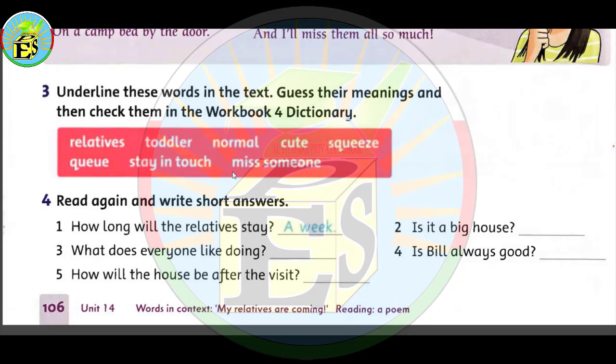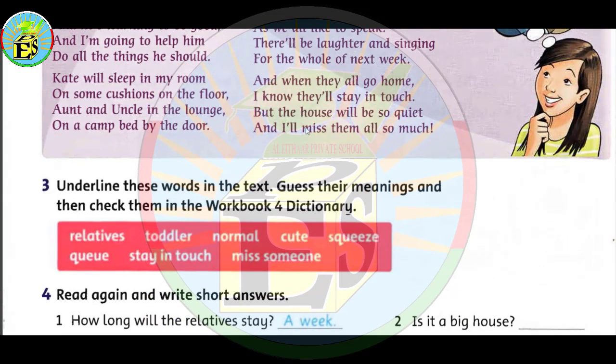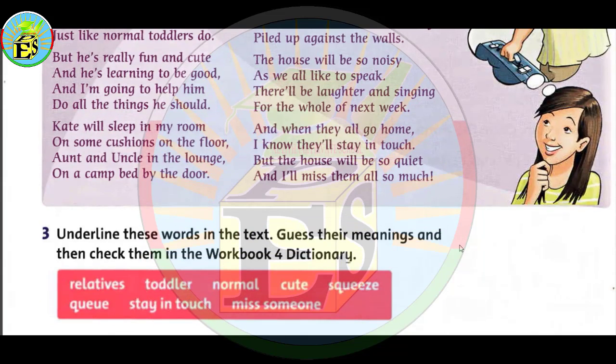The last question that we have, how will the house be after the visit? The house is going to be so quiet. But the house will be so quiet and I'll miss them all so much. Now we will go and check the answers to these questions. I would like you to read and write the answers really carefully.